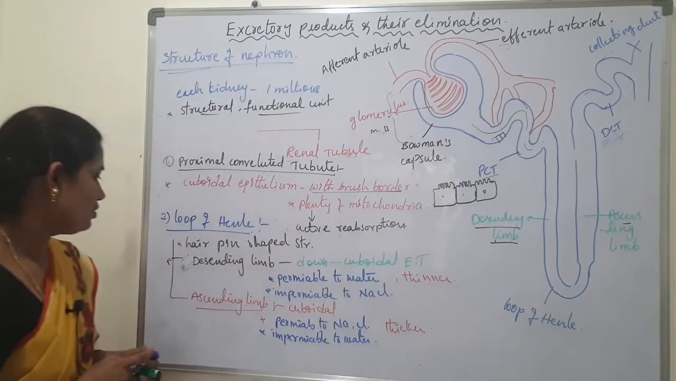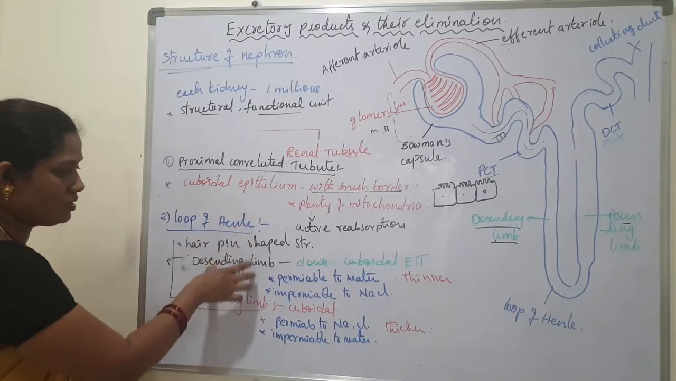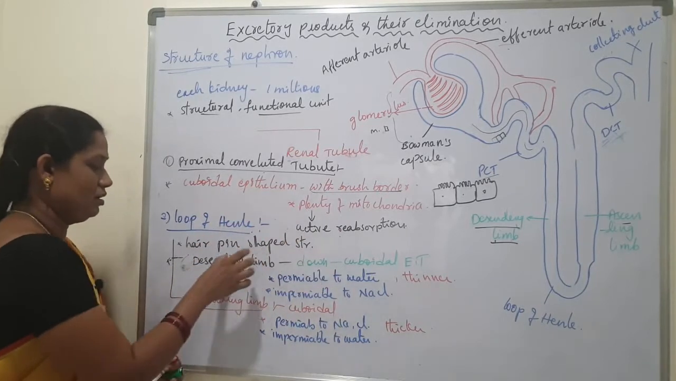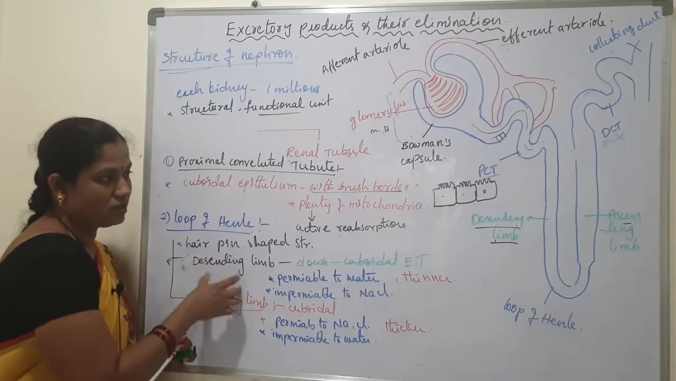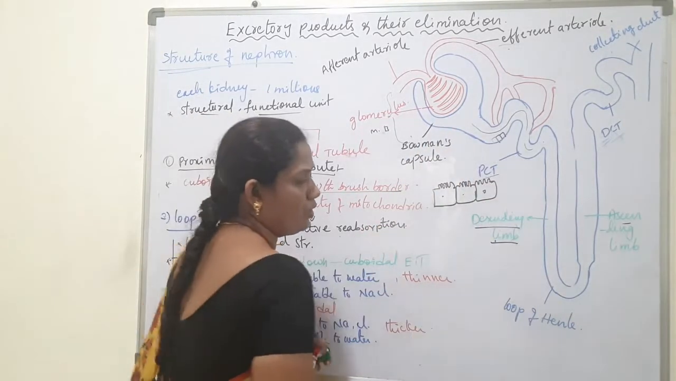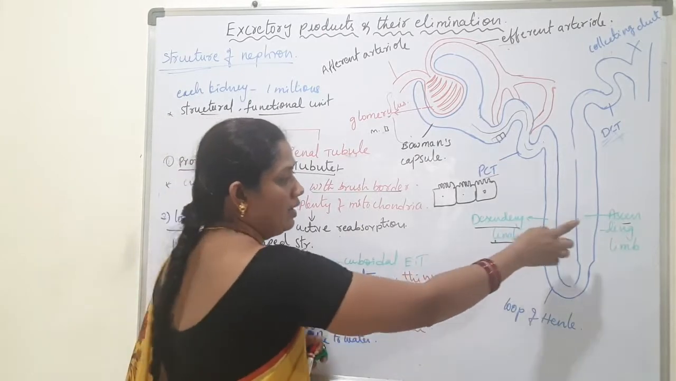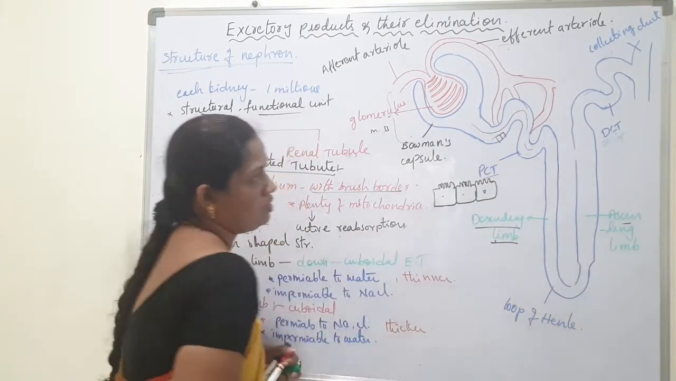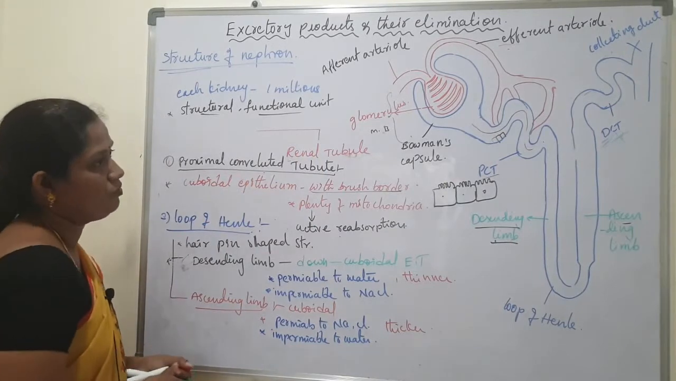So this is about the loop of Henle. The loop of Henle is a hairpin structure. It has two limbs, the descending limb and the ascending limb. Both are made up of cuboidal epithelial tissue. The descending limb is permeable to water, and the ascending limb is permeable to salts.